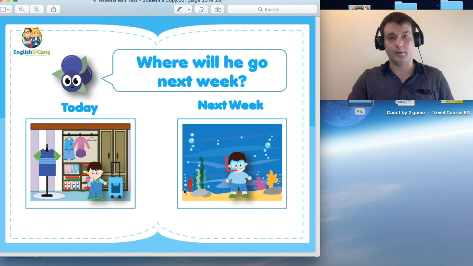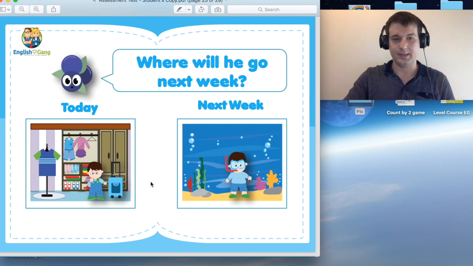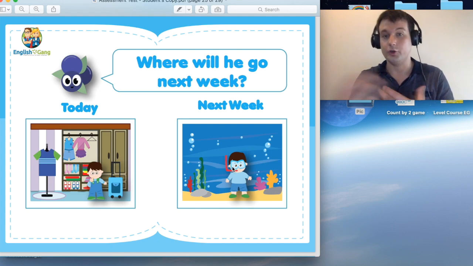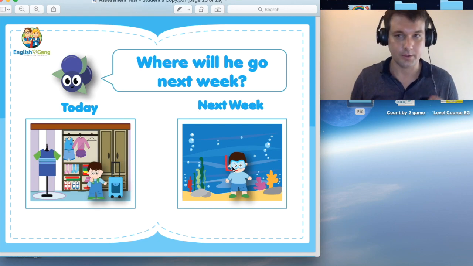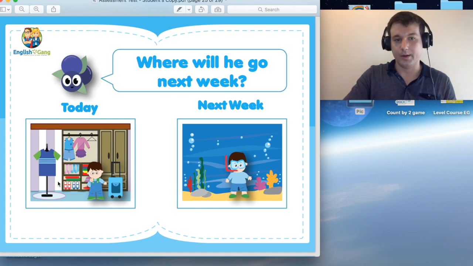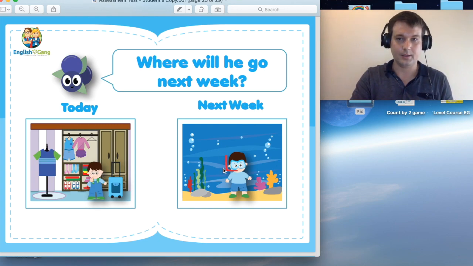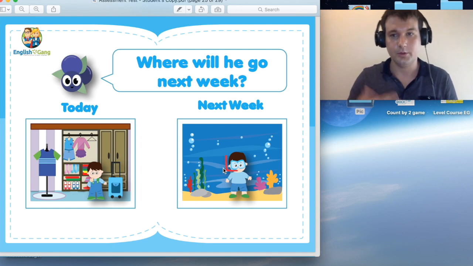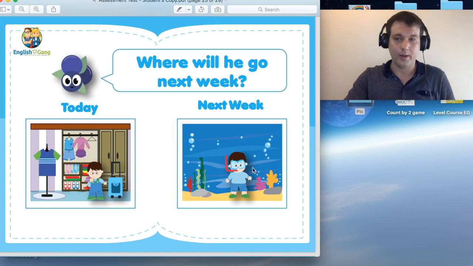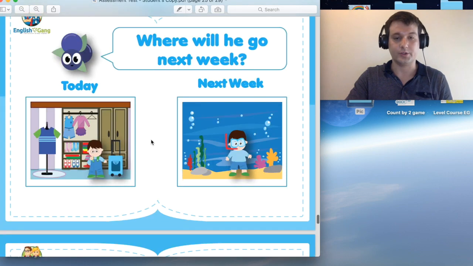And then this is the future simple. So where will he go next week? So you can see here, today he is packing. And next week he will go to the sea. So this is two parts. So if you want to ask the question, what is he doing? He is packing. And why is he packing? Next week, he will go to the sea. Or he will go snorkeling. Or he will go to the ocean. So again, using that future simple tense.